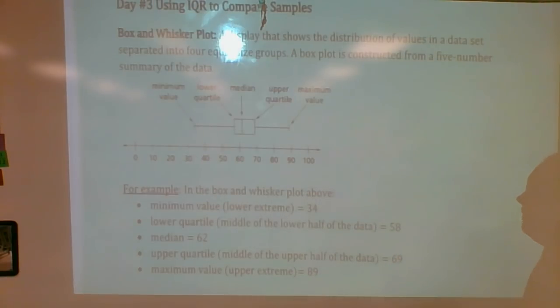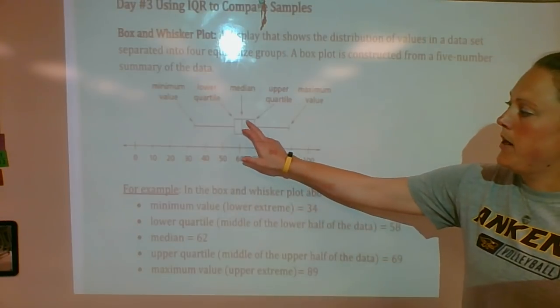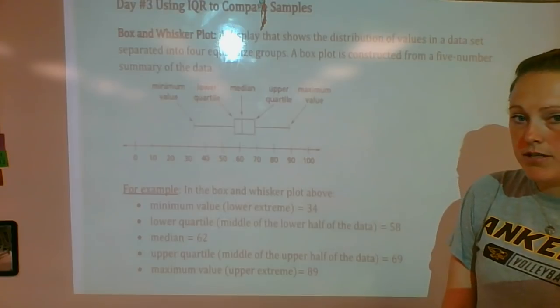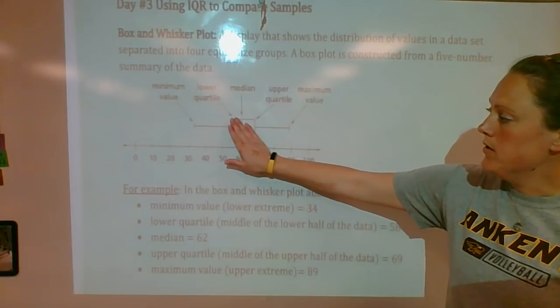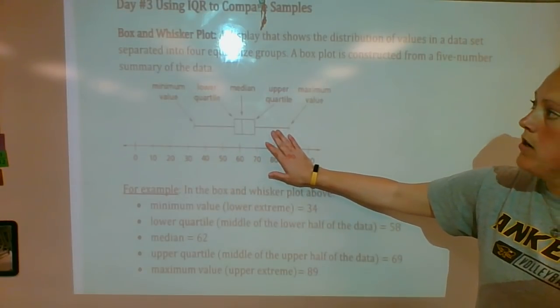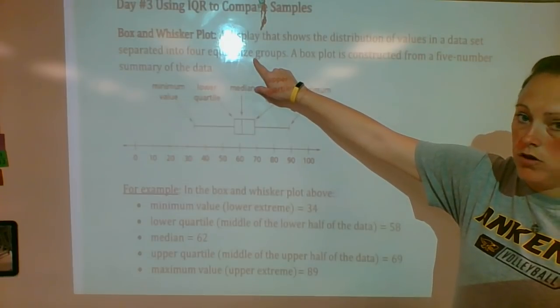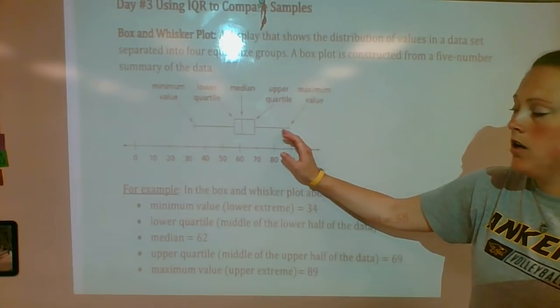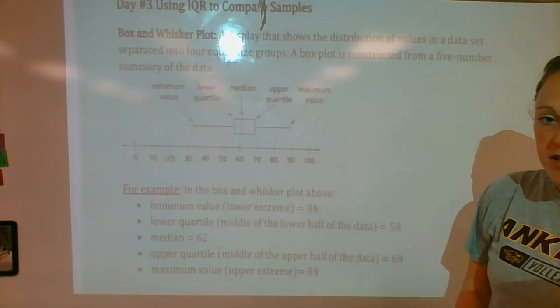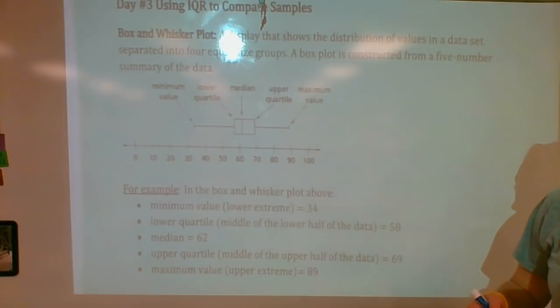It says it's a display that shows the distribution of values in a data set separated into 4 equally sized groups. A box plot is constructed from a 5-number summary of the data. So the box plot is the inside, it's the middle 50% of our data, and each of these are equally spread apart, and they're 4 equally sized groups. So if the whole thing is 100, each is 25%. Okay, so I'm gonna go ahead and label that.